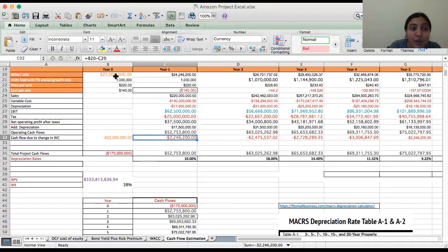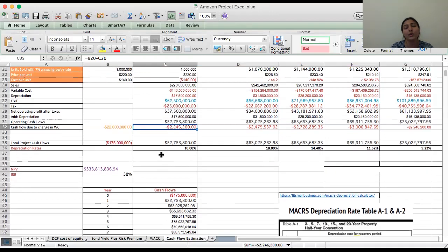B20, this is my previous year's net operating working capital. Deducting it from the current year's net operating working capital, I will get my cash flow due to change in working capital. So in this way, I got my total project cash flows of all the different years.